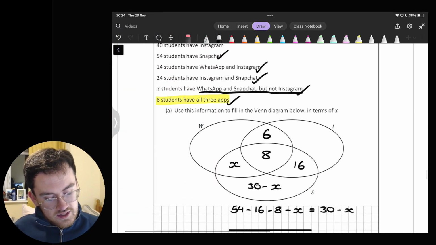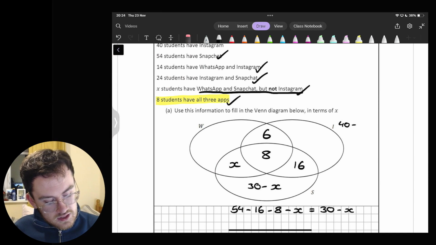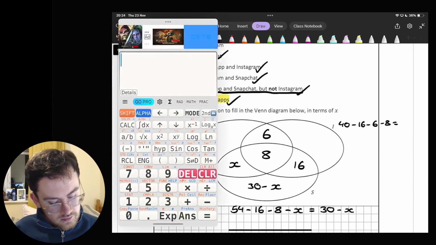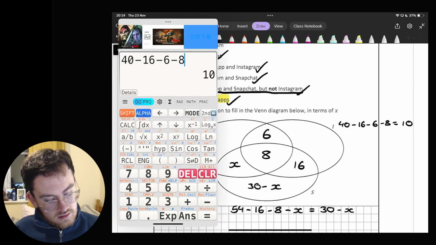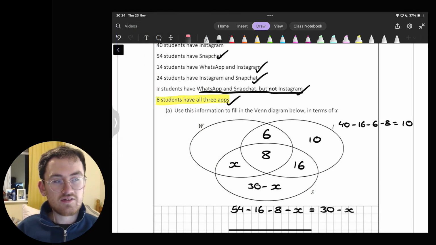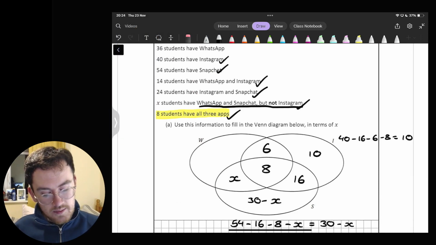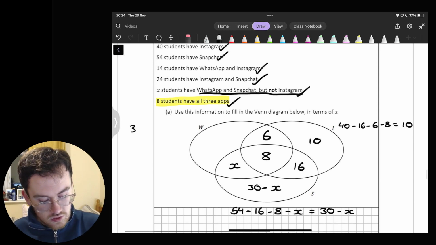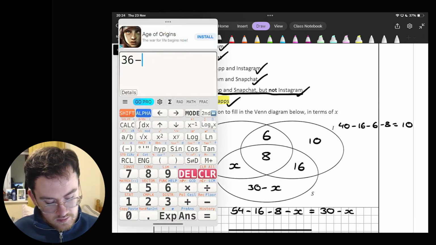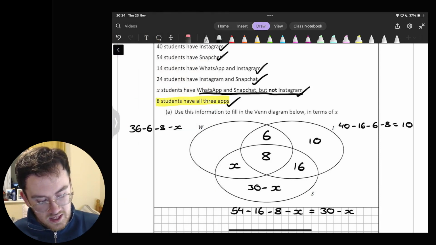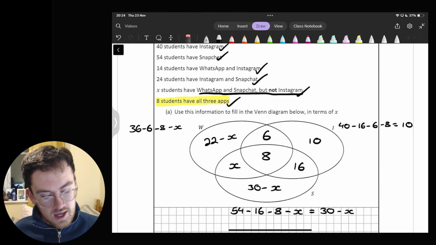40 students have Instagram. I've already used these ones. That gives me 10. So 10 students here have Instagram. And then looking at how many students have WhatsApp, 36 students. So 36, take away the 6, take away 8, and take away x there as well. And let's just do that sum. 22 minus x.